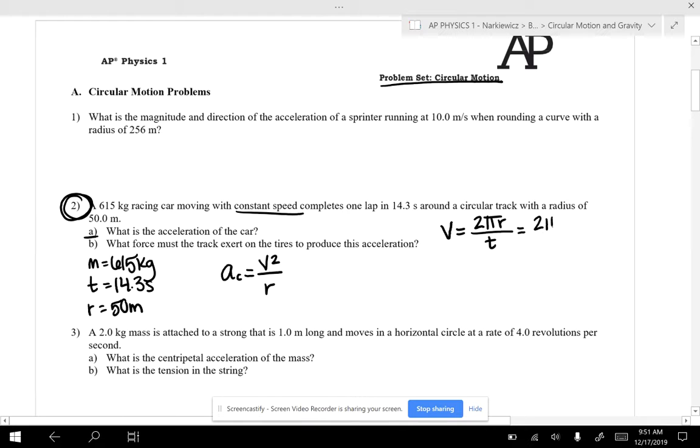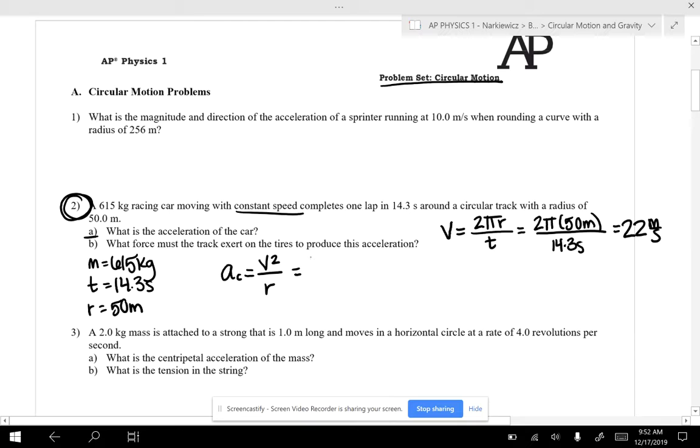So we would do 2 pi times the radius, which is 50 meters, over 14 seconds. And this is going to give us the speed that this thing is moving at. It's moving at a constant speed. So 2 times pi times 50 divided by 14. We get a speed of 22, and it's a speed, so we're still in meters a second.